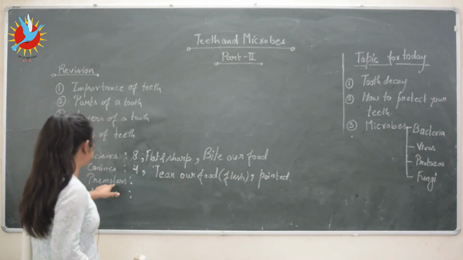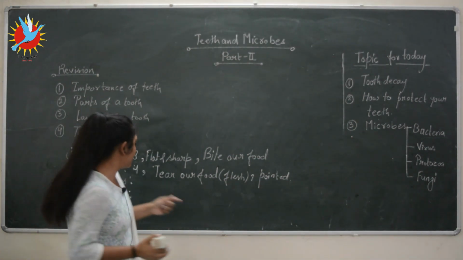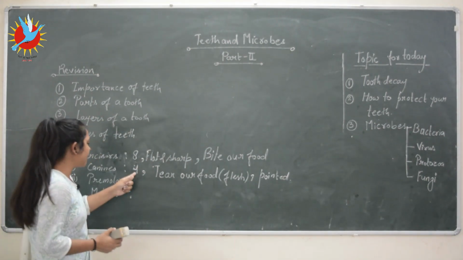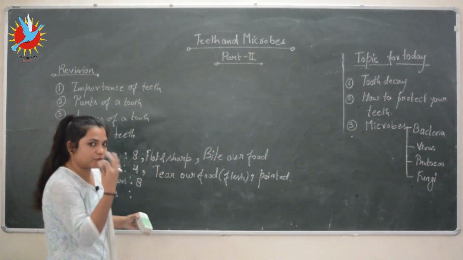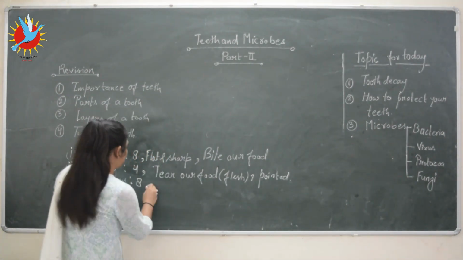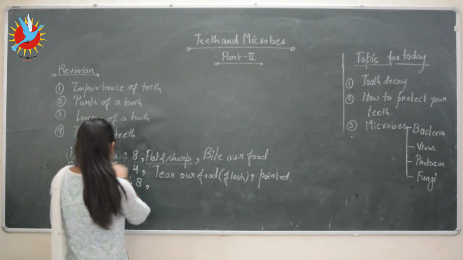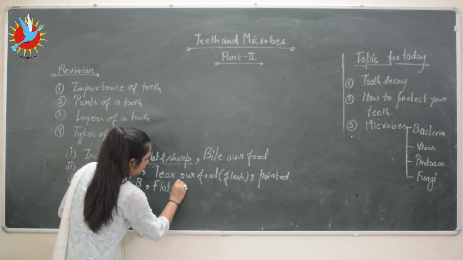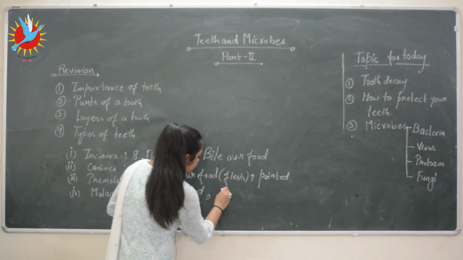Now next one is premolars. Premolars are flat and broad. They help us to chew our food. They are right beside the canines and they are 8 in number: 4 in the upper jaw, 4 in the lower jaw, 2 on each side of the jaws. The incisors were flat and sharp, but here they are flat but broad. They help us to chew our food.